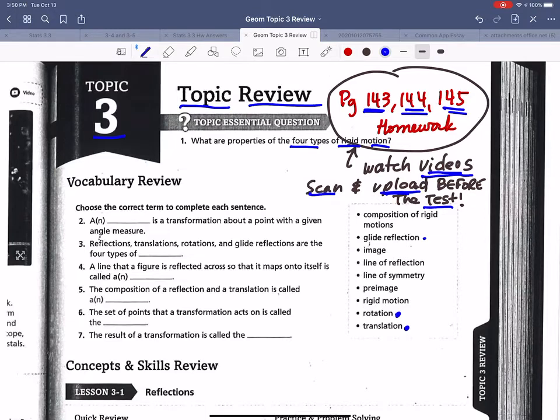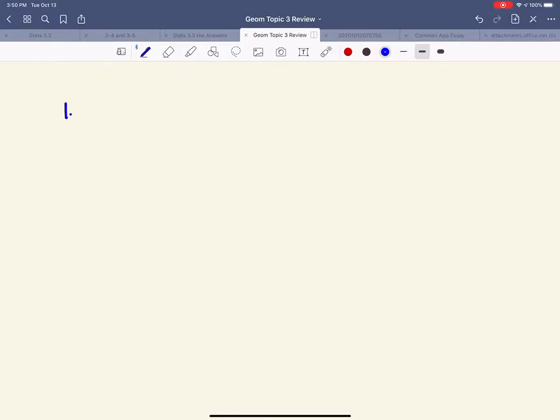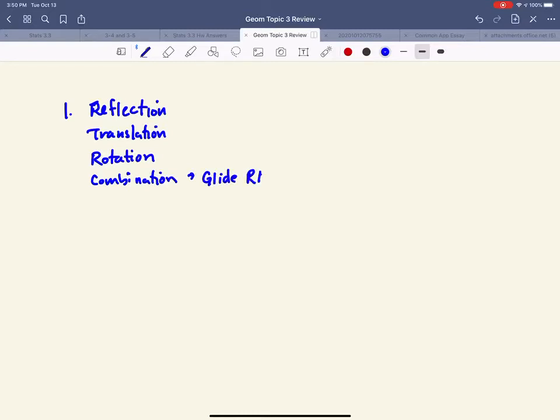So it says, what are the properties of 4 types of rigid motion? Okay, so what are the properties of 4 types of rigid motion? So we did reflection, we did translation, and we did rotation, and then we did combinations. So one of the combinations was glide reflection. So that's kind of these together.